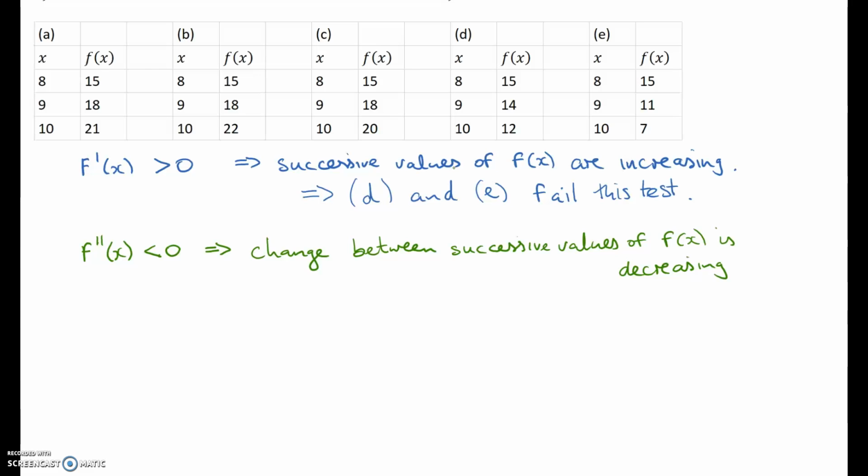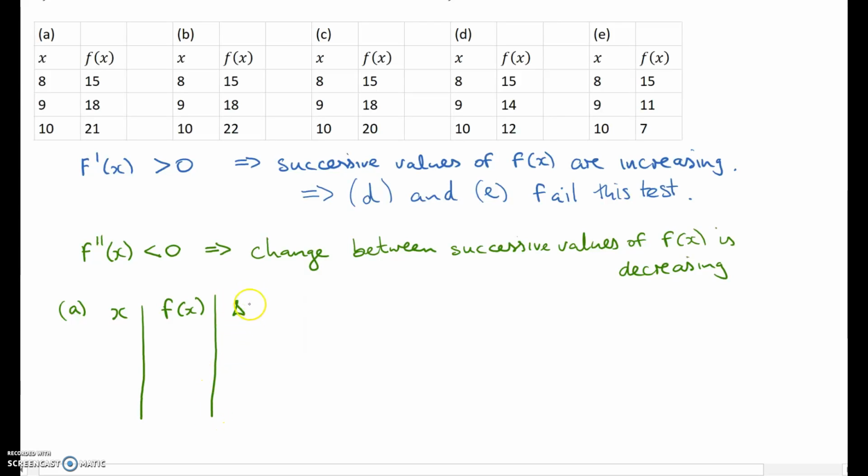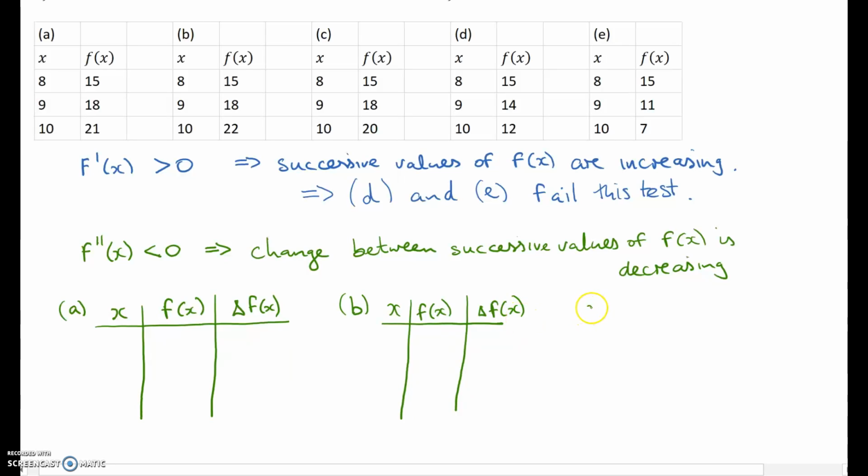So we've already ruled out D and E. So let's draw the tables for A, B, and C. And this time we're going to add an extra column. So for A, we had x and f of x. And our extra column is going to be delta f of x, the change in f of x. For B, same three column headings: x, f of x, and delta f of x. And C, x, f of x, and delta f of x.